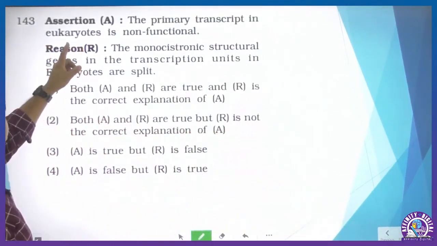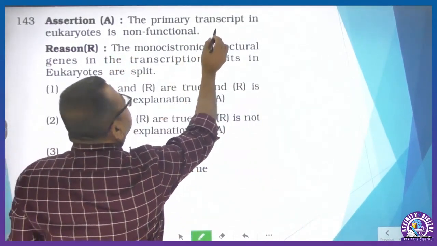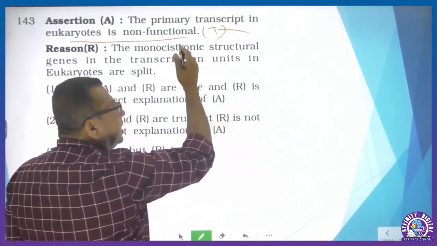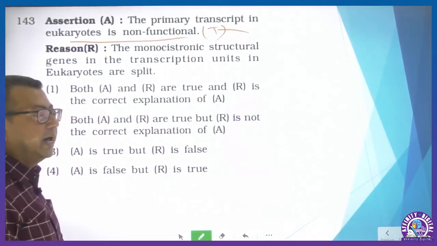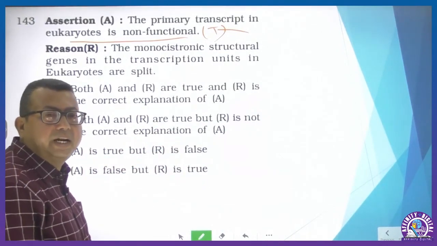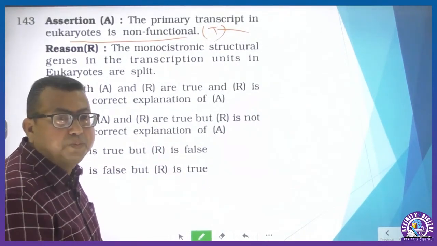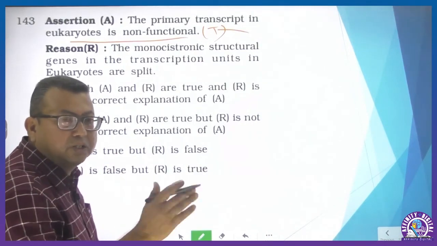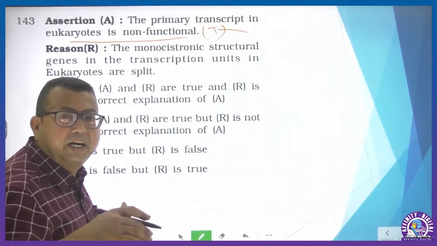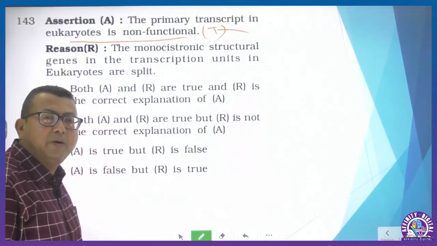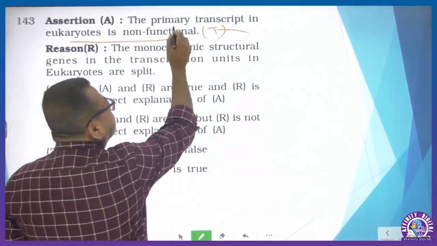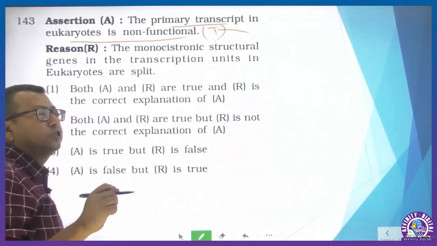Question number 143 is an assertion. Primary transcript in eukaryotes is non-functional. True. What is the name of the primary transcript? hnRNA. As I told you a few minutes ago, the primary transcript in eukaryotes, hnRNA, is non-functional because of the presence of introns between the exons. Introns separate the exons, and the introns in hnRNA do not code for any amino acid. So the presence of introns makes the primary transcript, hnRNA, non-functional.